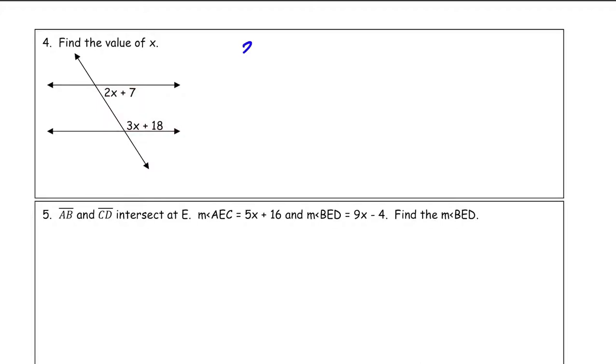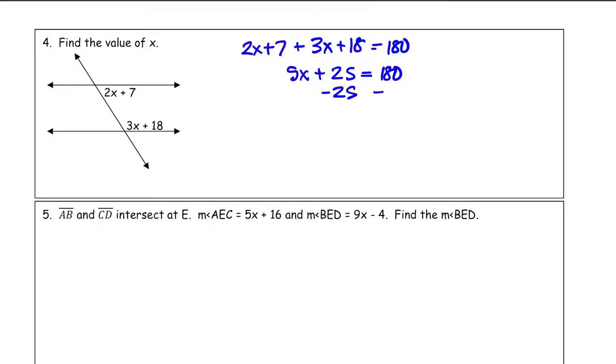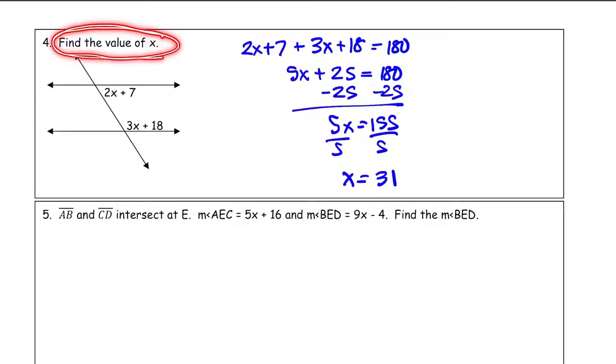So there's our equation, 2x plus 7 plus 3x plus 18 equals 180 degrees. So what I'm going to do now is combine my like terms. That's going to give me 5x plus 25 equals 180. Let's subtract 25 from both sides. That gives me 5x equals 155. Divided by 5, that gives me x equals 31. Let's go back up and read. Oh, sweet. Find the value of x. We don't have to plug in. We're done.